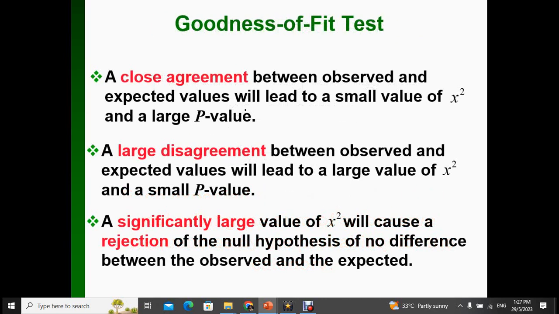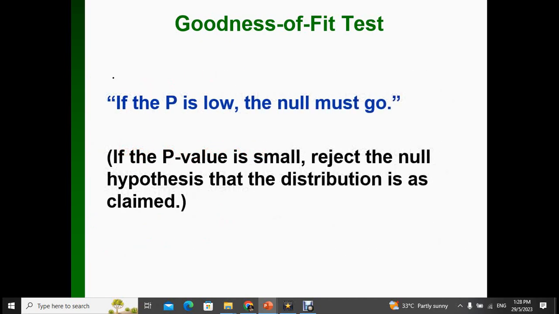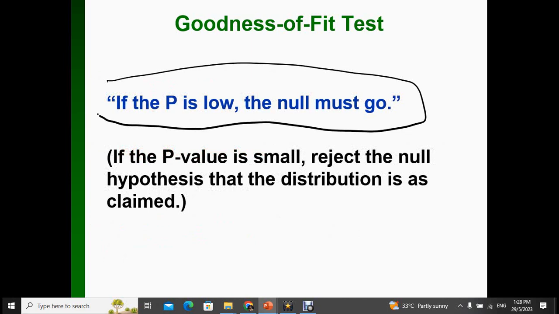A close agreement between the observed and expected values will lead to a small value of chi-square and a large value of P. A large disagreement between the observed and expected values will lead to a large value of chi-square and a small value of P. A significantly large value of chi-square will cause a rejection of the null hypothesis of no difference between the observed and expected. You can remember this: if P is low, null must go. This means if P is small, reject the null hypothesis that this distribution is the claim.